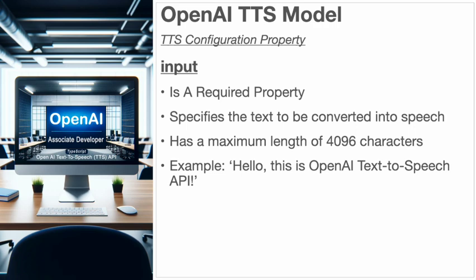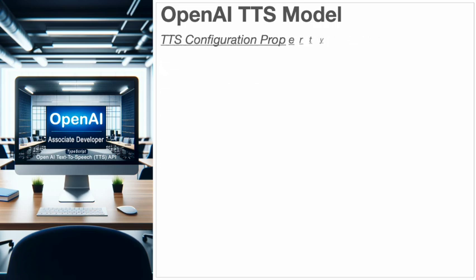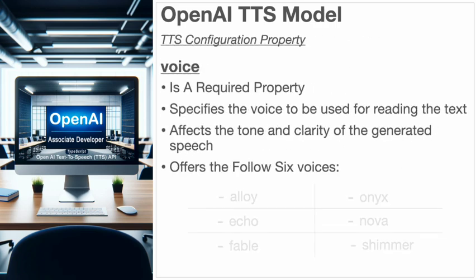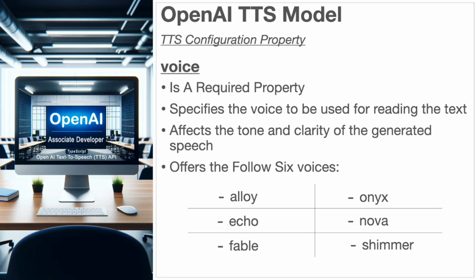Another important and required property is the voice property. This specifies which voice the model should use to read the text. OpenAI currently offers 6 distinct voices, which we'll explore later. The voice you choose can significantly affect the tone and clarity of the generated speech, so select a voice that best fits your application's needs.